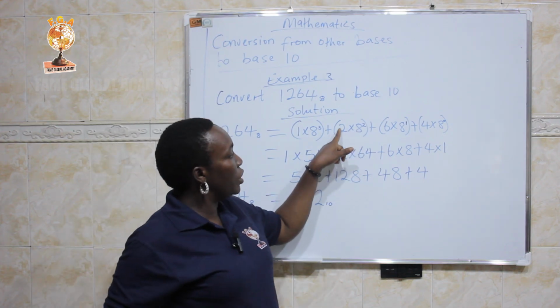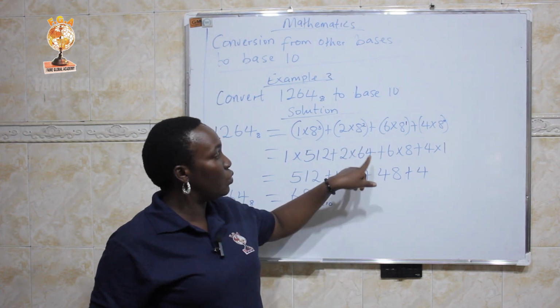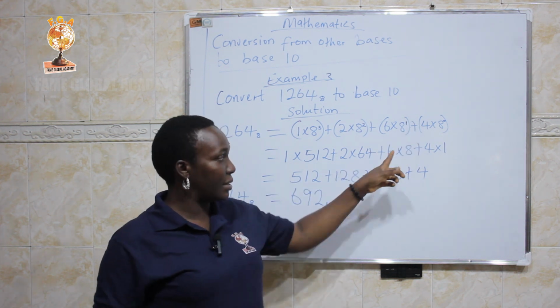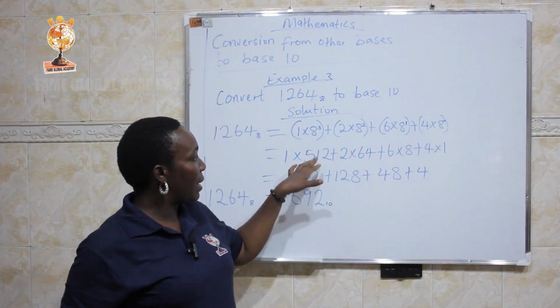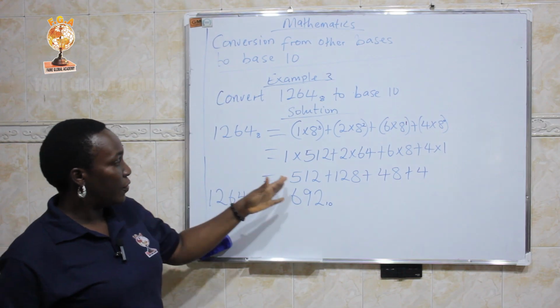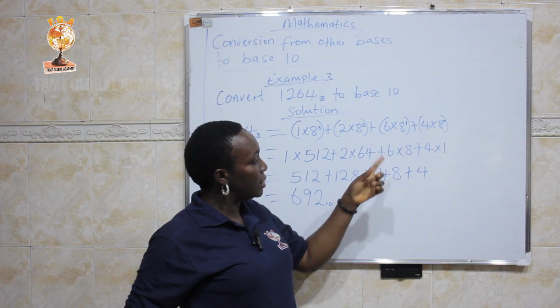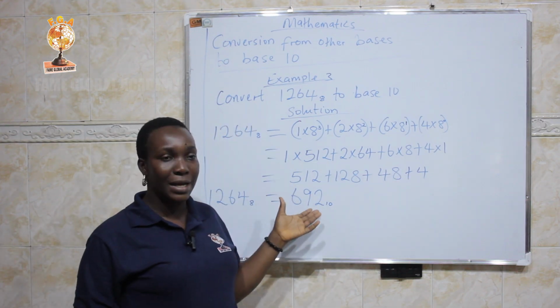Then this one too, this 2 is this. Then this 8 raised to the power of 2 means 8 times 8, which is what? 64. And 8 raised to the power of 1 is the same thing as 8. 8 raised to the power of 0 is what? 1. So you multiply together and you get this answer, then add everything together. 512 plus 128 plus 48 plus 4. Our total answer is 692.